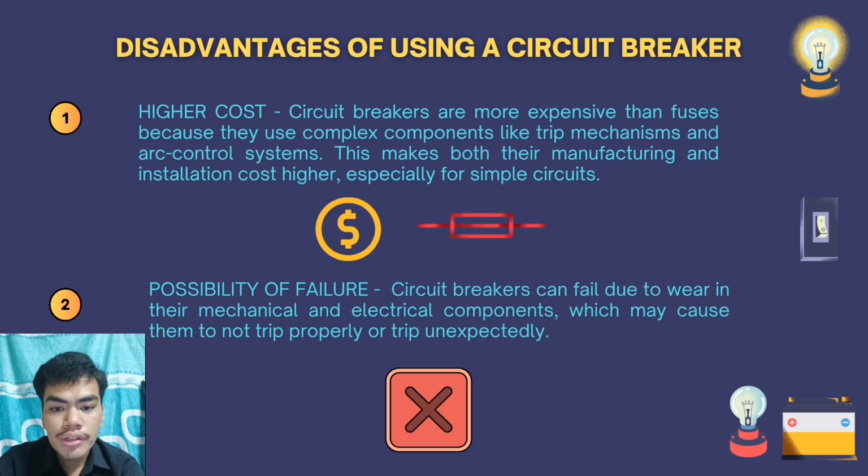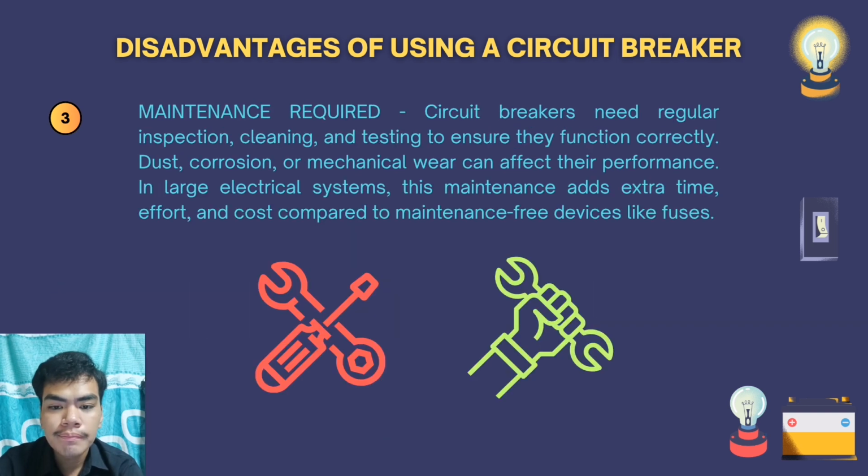So another disadvantage is the possibility of failure. Circuit breakers have both mechanical and electrical components that can wear out over time. Frequent switching, environmental conditions, and poor maintenance may cause these parts to degrade. When this happens, the circuit breaker may fail to trip during a fault, or it may trip unexpectedly even when there is no problem. This can lead to equipment damage, system interruption, or safety risks if not regularly inspected and maintained.